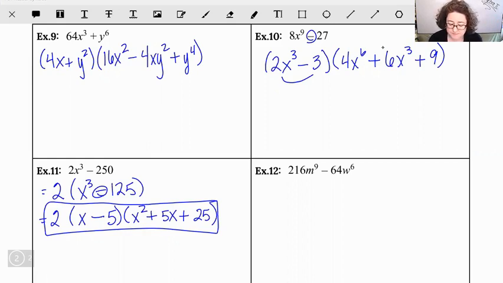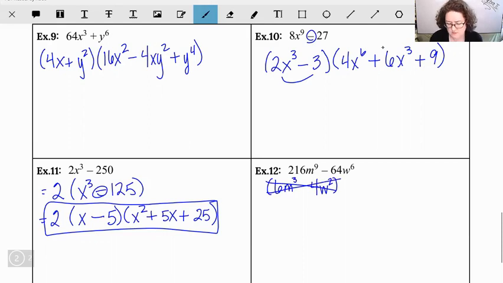Let's see what happens. So 216 I know is 6 cubed. M to the 9 is the same thing as m cubed times m cubed times m cubed. 64 is the same thing as 4 times 4 times 4. And w to the 6 is w squared, w squared, w squared. Wait a second. I have a 6 and a 4. And if my goal is to factor this out completely, I know I'm going to have to take an extra step because 6 and 4, don't they have a GCF? Yeah, so I'm thinking I should probably check for a GCF on this problem.